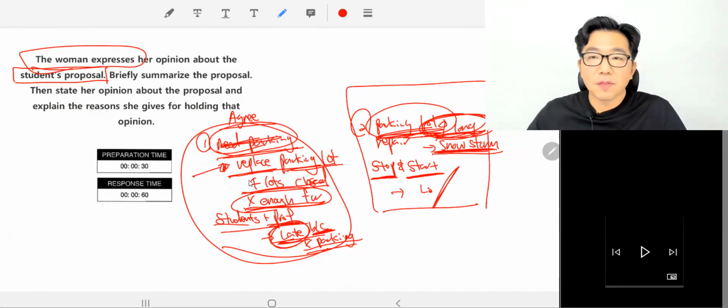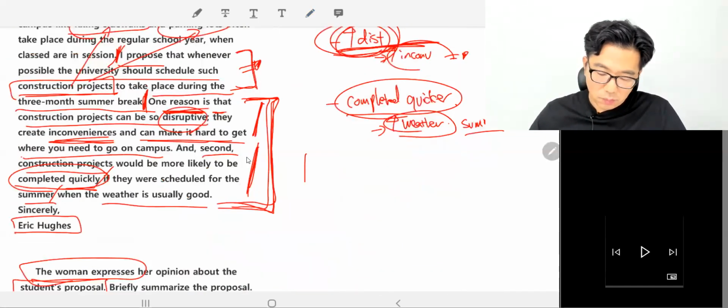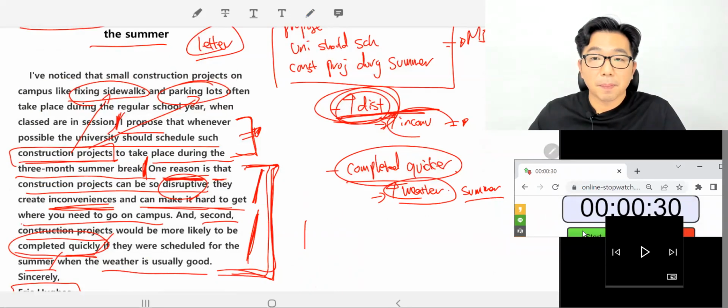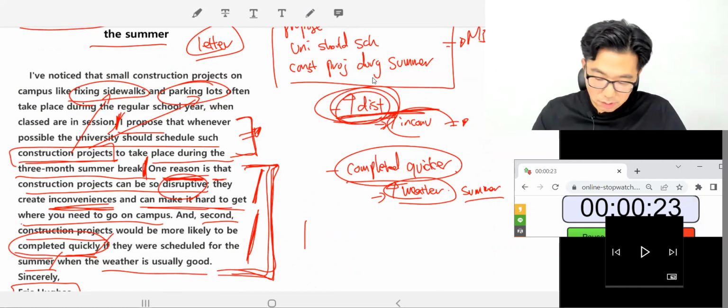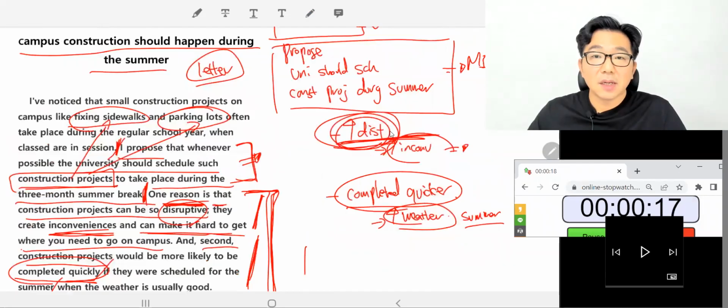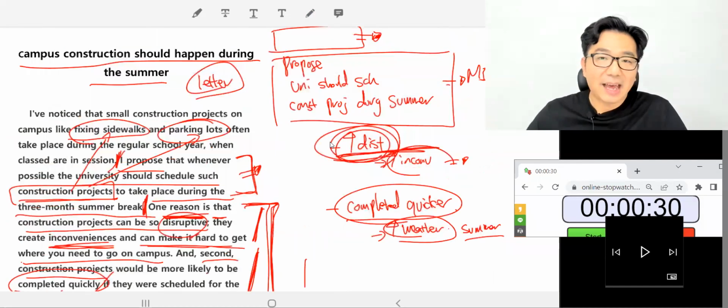Okay. So in 30 seconds, effective preparation would be something like this, right? A student in the letter proposed university should schedule construction project during summer. Because very disruptive, sorry, that's preparation for my answer, right? So I'm not going to cover this. I'm going to jump into the listening after the main idea of reading. Sorry, let me try again.